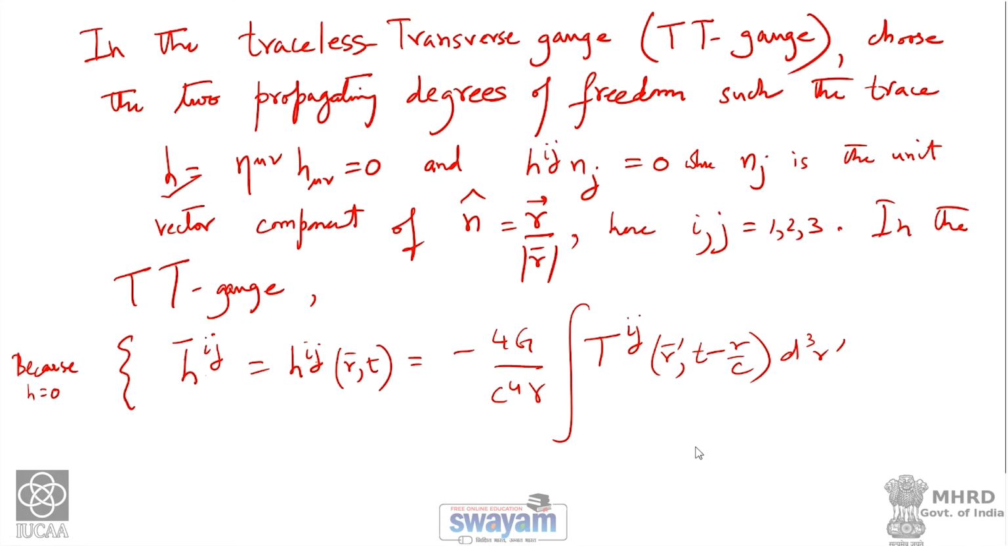But then the main problem is, supposing I want to use this expression, I need to know the energy momentum tensor everywhere where the source is. That is a very difficult problem to handle. So, is there a way that I can get a compact formula where I do not need to know the distribution of energy momentum over the entire body of the source? And the answer is yes, that can be done.